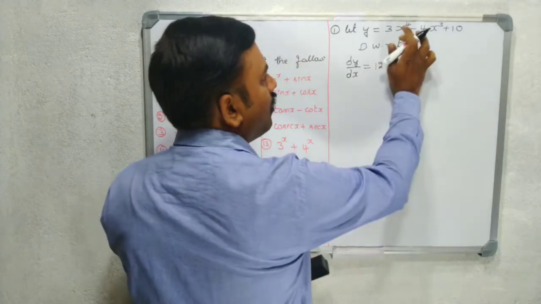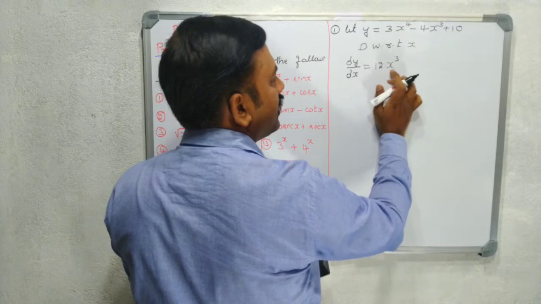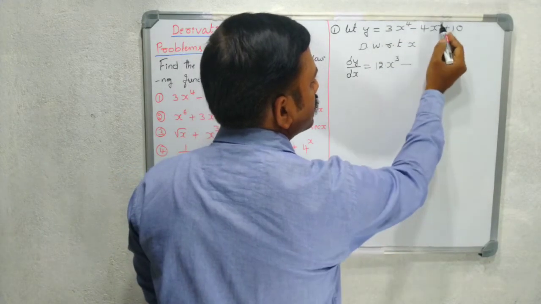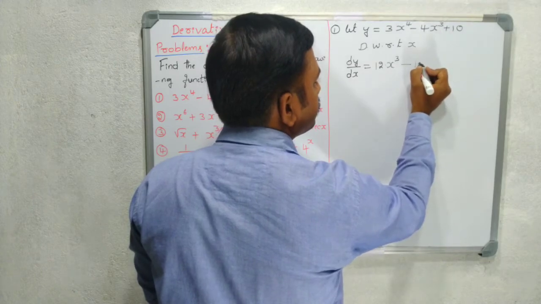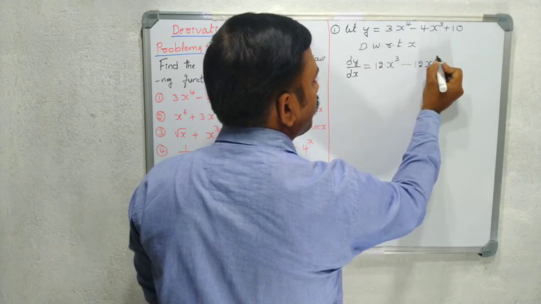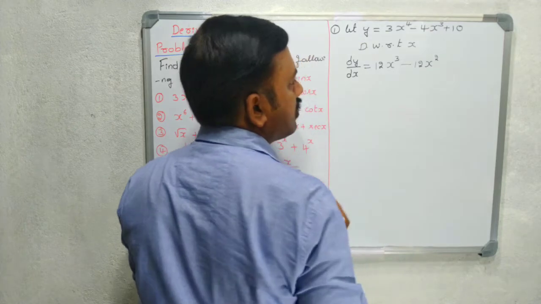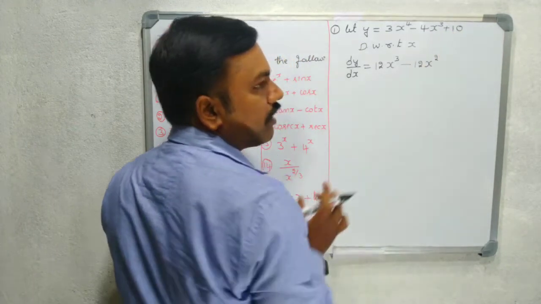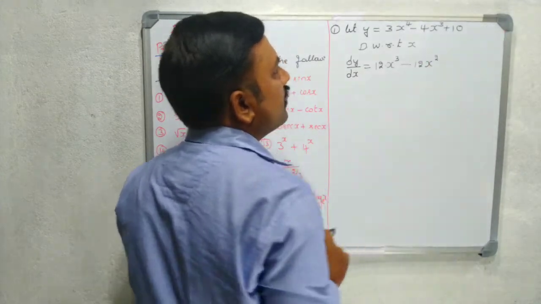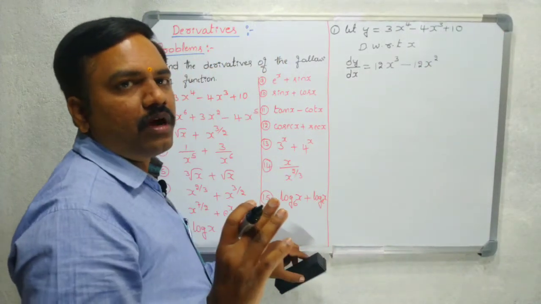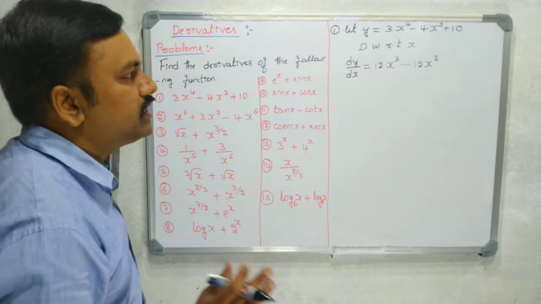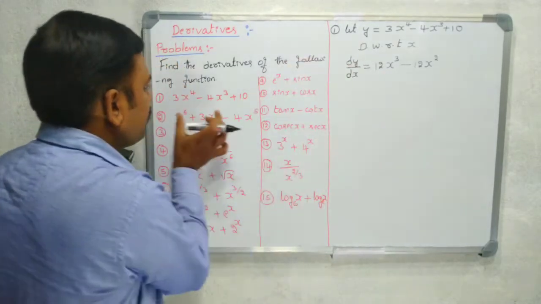Is it clear? 4 into 3 is 12 into x to the power of 3 minus, again same concept, 4 3s are 12, x to the power of 2. Here 10 is a constant, the differentiation of any constant is 0, so I am not writing it. Is it clear? This is the answer for the first problem.